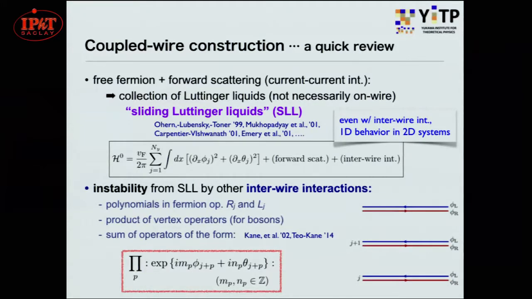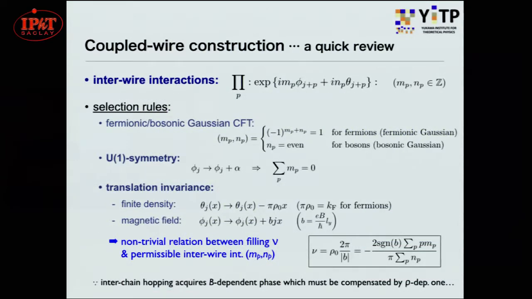Okay, so basically, my interwire interaction is given by polynomials of the right-moving fermion and the left-moving fermion. So in bosonic language, it's given by the product of vertex operators. So it's going to be something like this. This is a generic form of the interwire interaction. Basically we have some integers, m_p and n_p, that characterize the form of the possible interwire interactions.